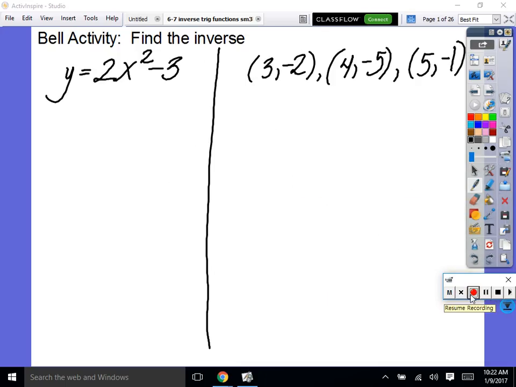Because we've got to be able to remember things that we learned. Okay, so it says find the inverse. So algebraically, this is given an equation. If we're asked to algebraically find the inverse, what's our first step?